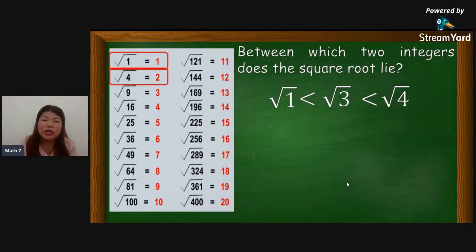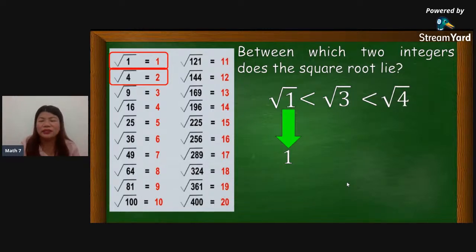Marami nang next. Kunin natin ang principal root ng square root of 1. Ano ang principal root ng square root of 1? Principal root of square root of 1, that is 1. Okay? Next.